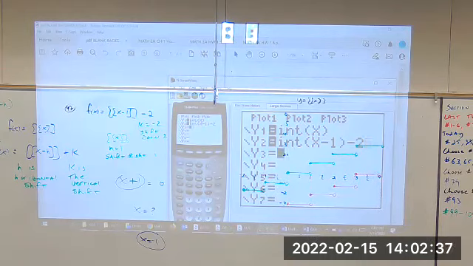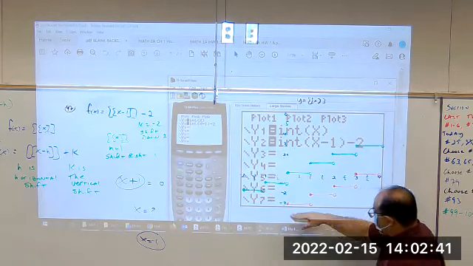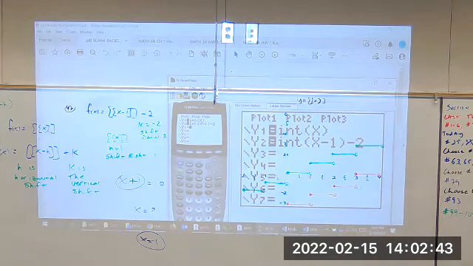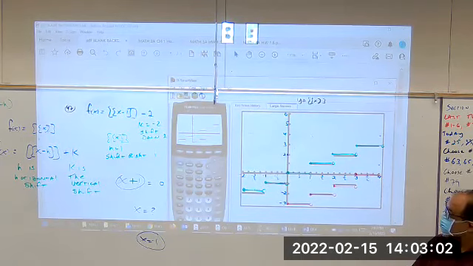Enter. So you're going to see something graph right under the green, and then the second one will graph right under the red. I guess you can't see it because it's right under the x-axis. That's how you graph.